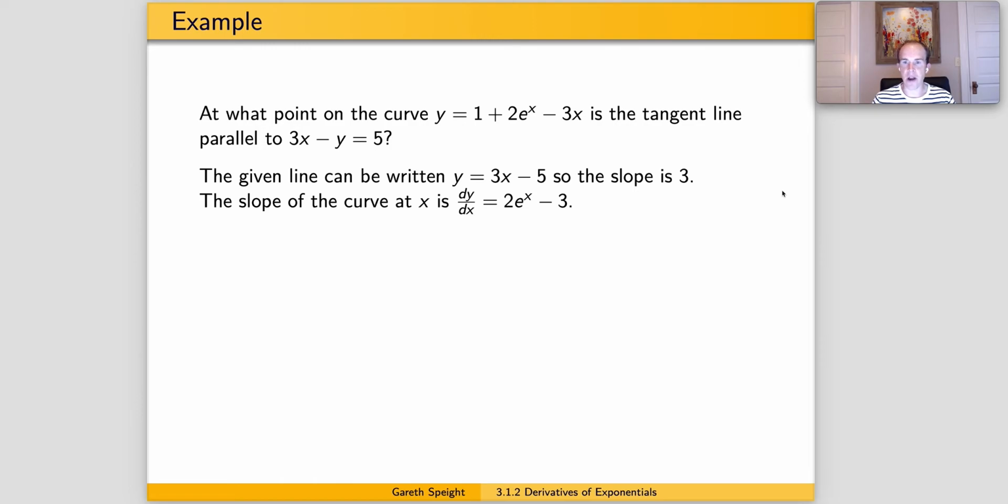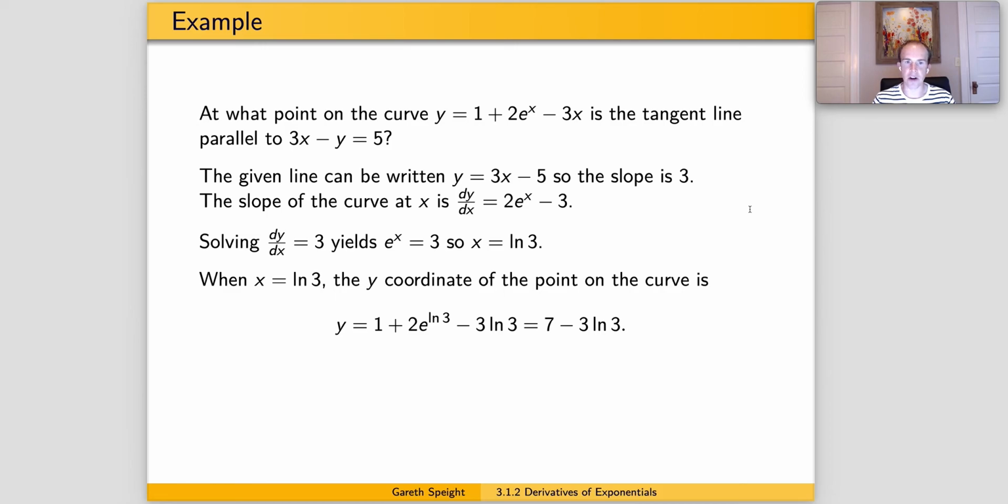So we want to figure out what x value makes the slope of the tangent line equal to 3. In other words, we have to solve 2e to the x minus 3 equals 3. So solving that, 2e to the x equals 6, e to the x equals 3. Okay, so x is the natural logarithm of 3.